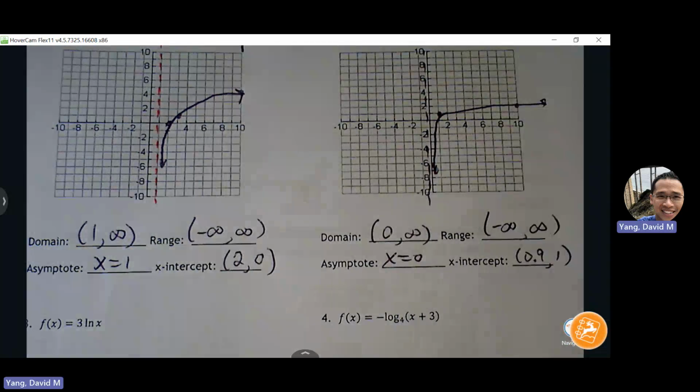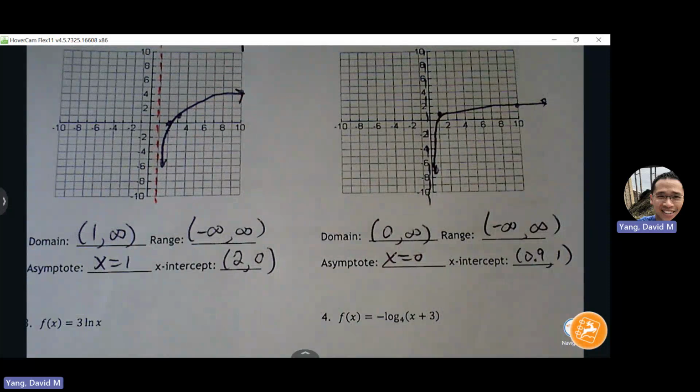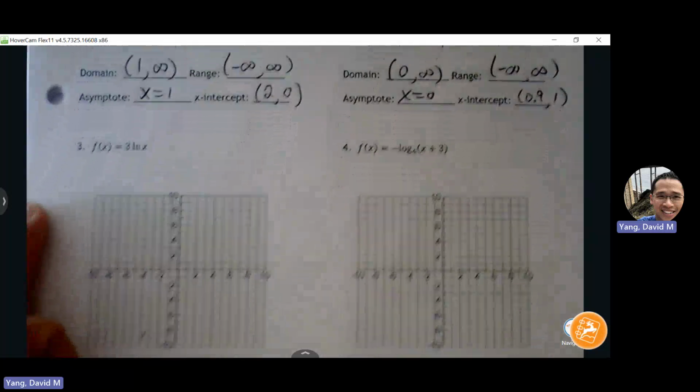Okay, let's just do 2 more and then we'll be done, okay? And then we'll spend Monday just practicing some more with graphing. And then Tuesday, we can just do review for our test.